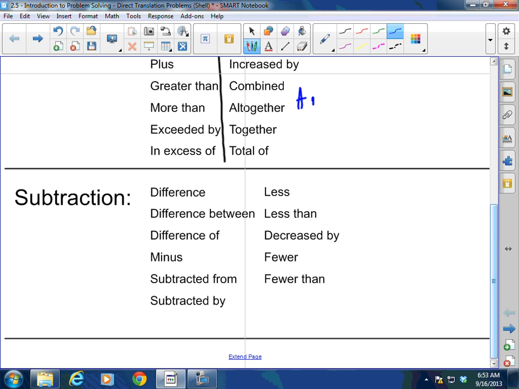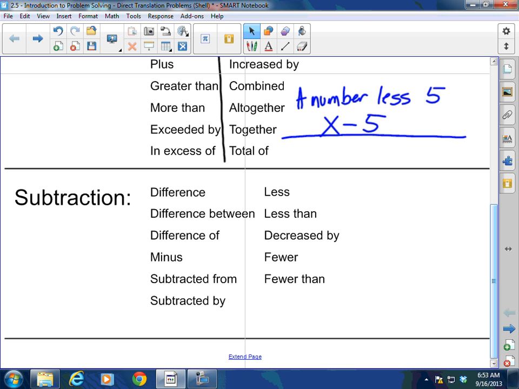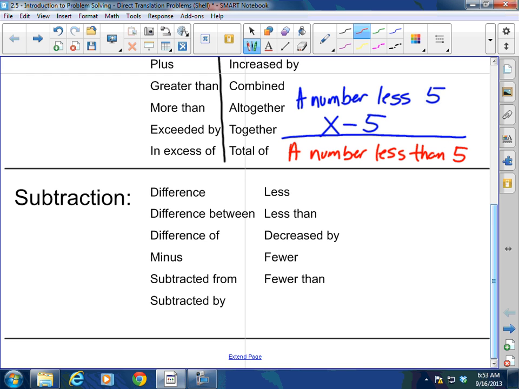A number less 5 is x minus 5. Done. Less means subtract, minus. A number less than 5. Less than, switch, 5 minus x. Okay? Hopefully that alleviates all confusions. In addition, subtraction can be indicated by decreased by, fewer, and fewer than.